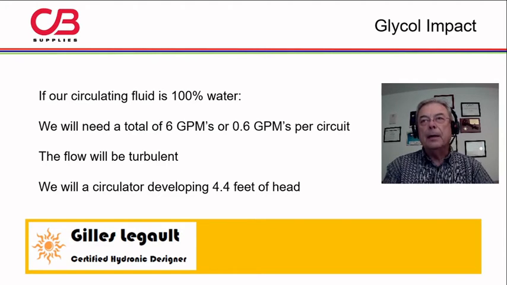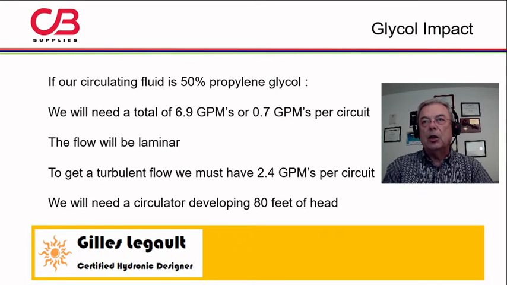That is fine. But if I go to 50% glycol solution, then I will need 6.9 GPMs or 0.7 GPMs per circuit. That seems to be a minor change in the system, but the major one is that now I've got a laminar flow instead of the turbulent flow that I used to have with the water. Now, the flow being laminar creates an inefficiency in the exchange between the pipe itself and the floor. So it is best to have a turbulent flow.